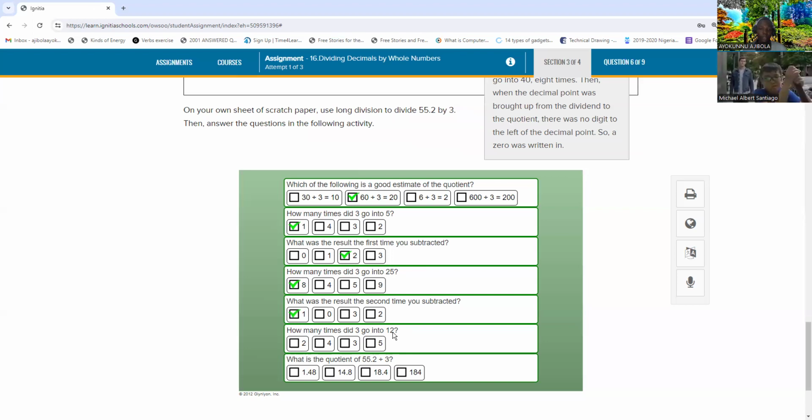Then how many times can 3 go into 12? That's 4, right? Good. Then what is the result? What's the quotient of 55.2 divided by 3? That is 18.4, okay?